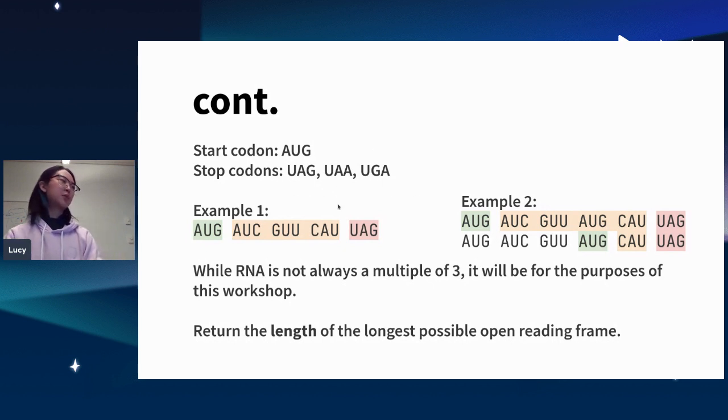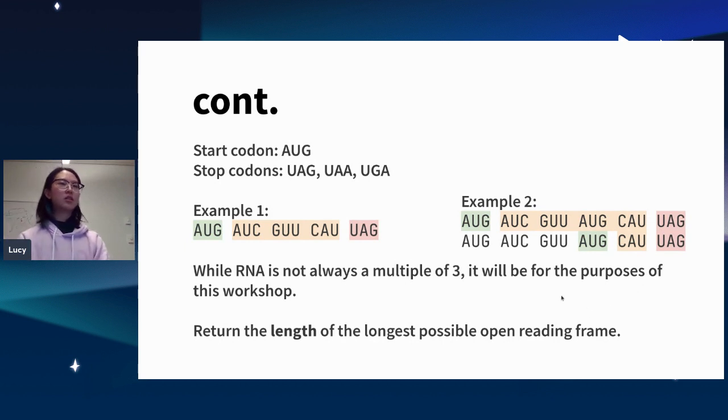For example, if the RNA was this string, the open reading frame is everything in yellow. In example 2, this piece of RNA has 2 open reading frames, everything in yellow. While RNA is not always in multiples of 3, it will be for the purposes of this workshop so that you can just focus on the steps.